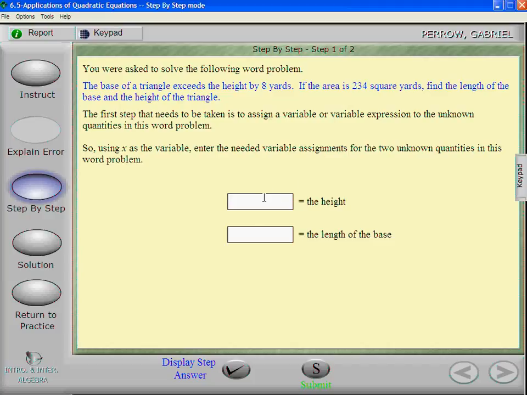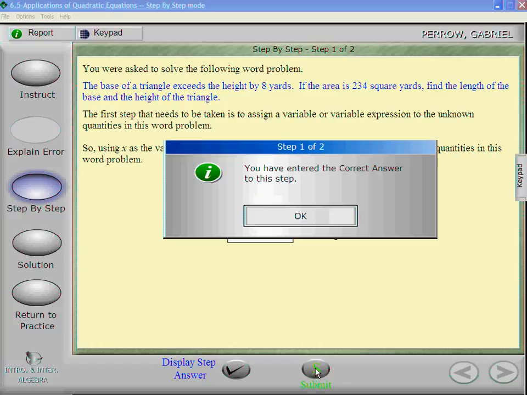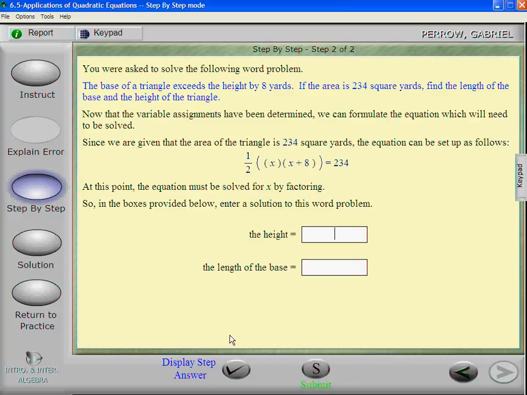They said using x, label the height, and then if the base is 8 more, we say x plus 8. Okay, and then they kind of remind you, they say, fill those pieces of information into the formula area equals 1/2 base times height. So we end up with the 1/2, in the arrangement here of height times base, but same thing. And that equals the surface area, 234.